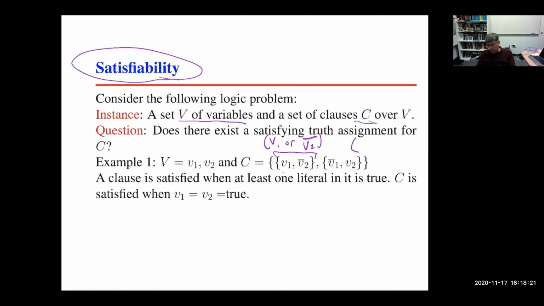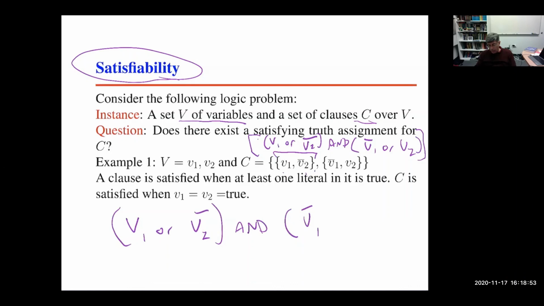This clause here is going to be not V1 or V2. And I'm going to put an and for the comma. Does everybody see this Boolean language clause? Let's write it again: V1 or not V2, and not V1 or V2.